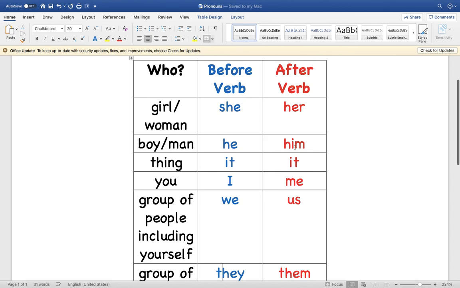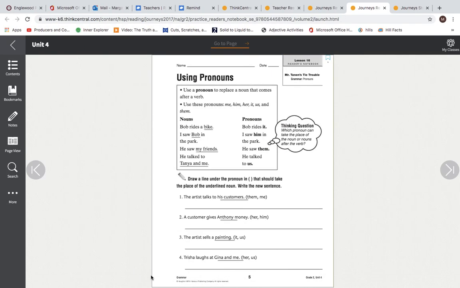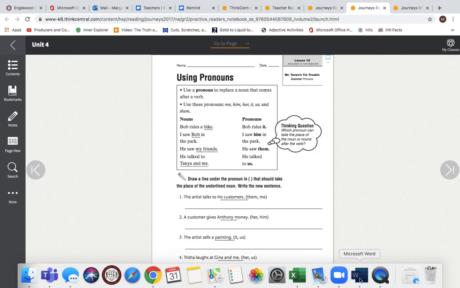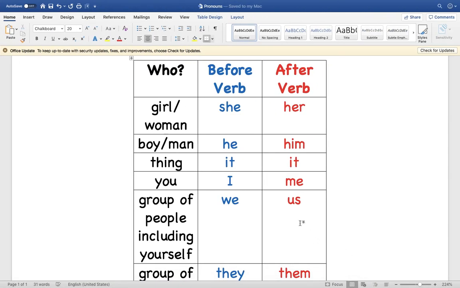I saw Bob in the park. Bob is the noun that we want to replace, and it describes a man or a boy, and it's after the verb saw. So going back, we're going to be in the red column. For boy or man, it's him. I saw him in the park. He saw my friends. My friends are a group of people that you're not including yourself in. So it's he saw them because it comes after the verb. And he talked to Tanya and me. So this includes a group of people and yourself. It comes after the verb. So it's us.